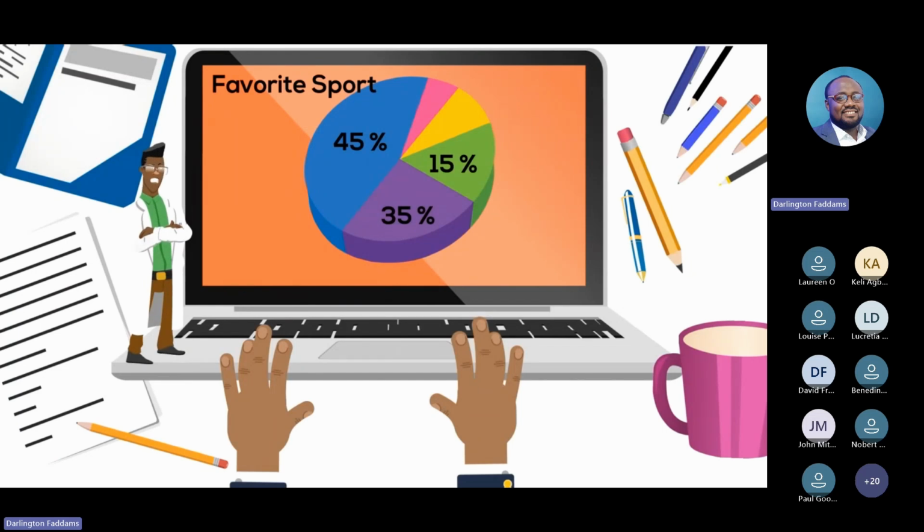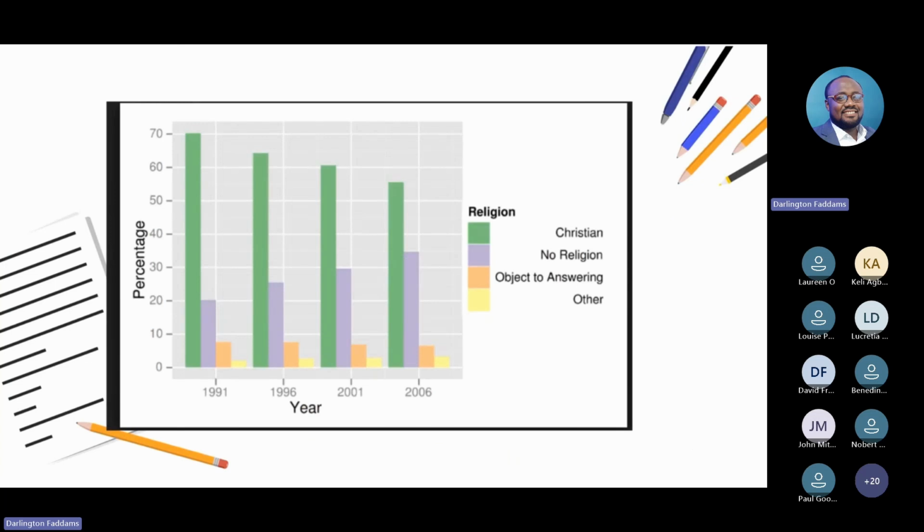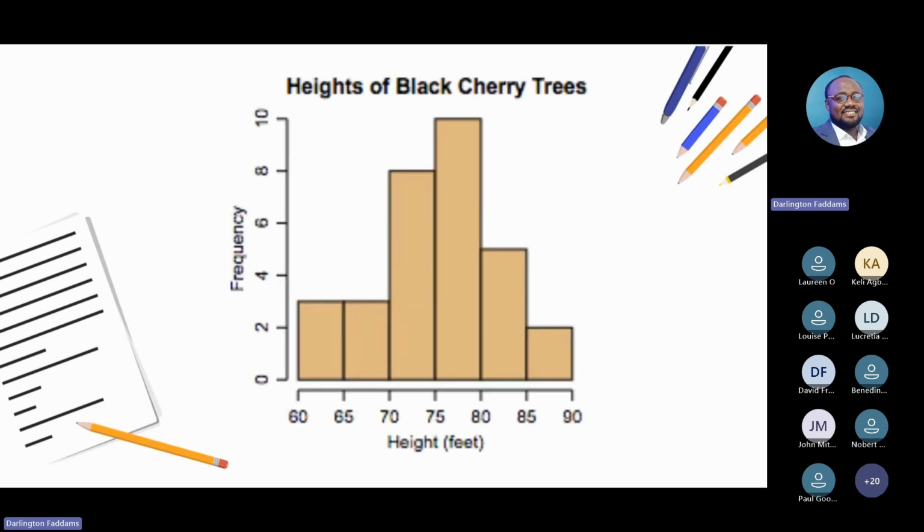Next, we have a double bar graph, and it's good to compare data. In this example, you have a survey, and then you have the number that consider themselves Christian, no religion, etc. But you see that it compares the different data. Okay. Next, we have a histogram. When do we use these? They are very good to show intervals. Notice that you have the height of black cherry trees, and then the frequency, but also notice that you have a range or an interval of height. So again, histograms are always, not always, but are used well for intervals.